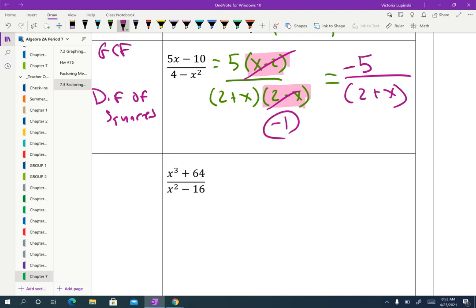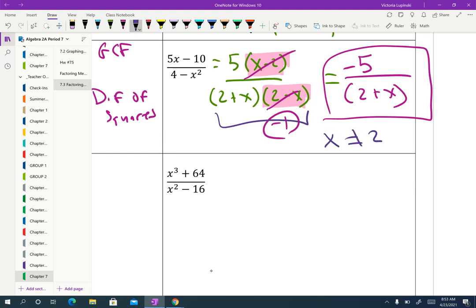When you're left with a -1, you pretty much just put the negative up top. Then your restrictions, check all of your denominators, even the ones that you cancel. So x cannot equal +2 nor -2.